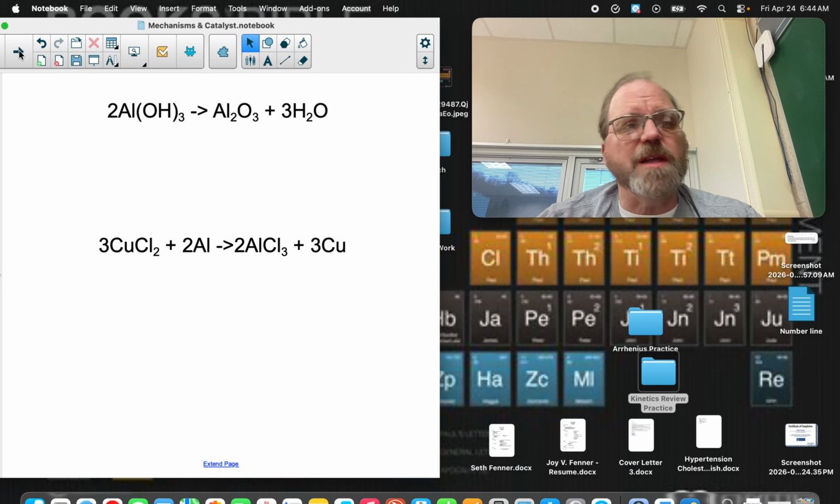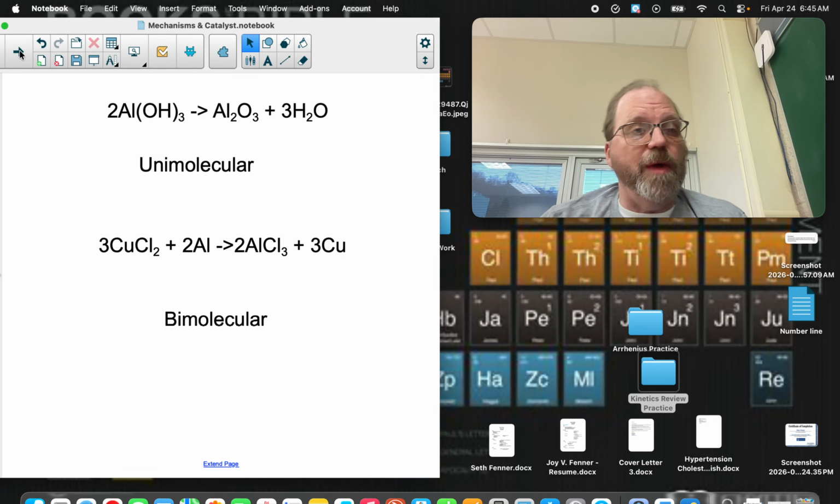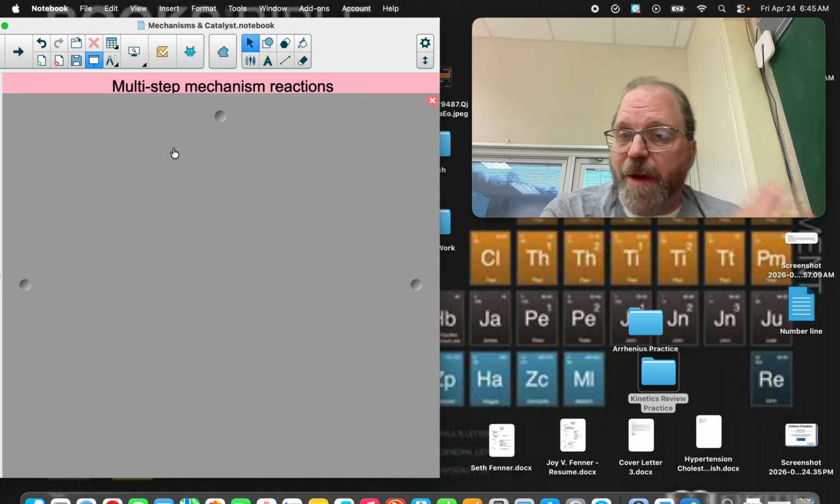Alrighty. So let's get some examples. For the first reaction, we have one reactant up here. Now, we don't worry about the coefficient. We only have one here. So this would be unimolecular. And this one, we have two reactants, even though their coefficients make more than two. And we call that bimolecular.